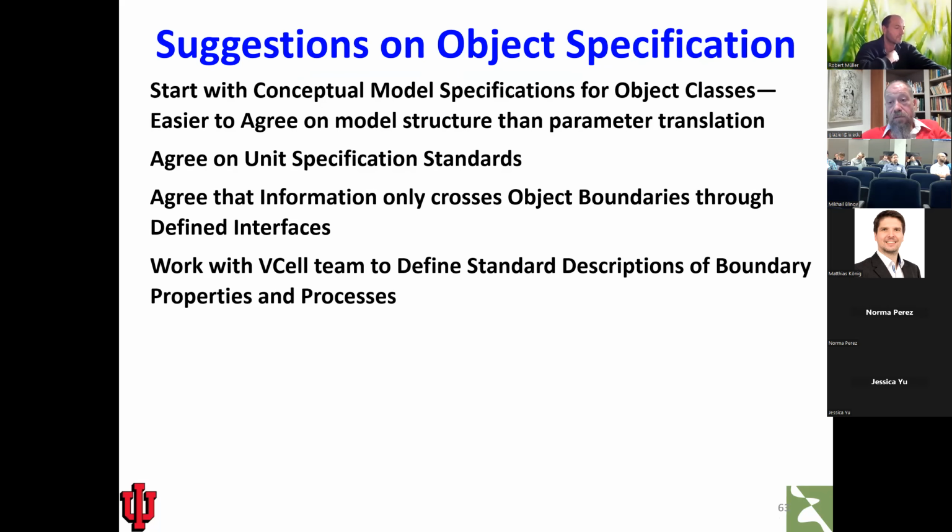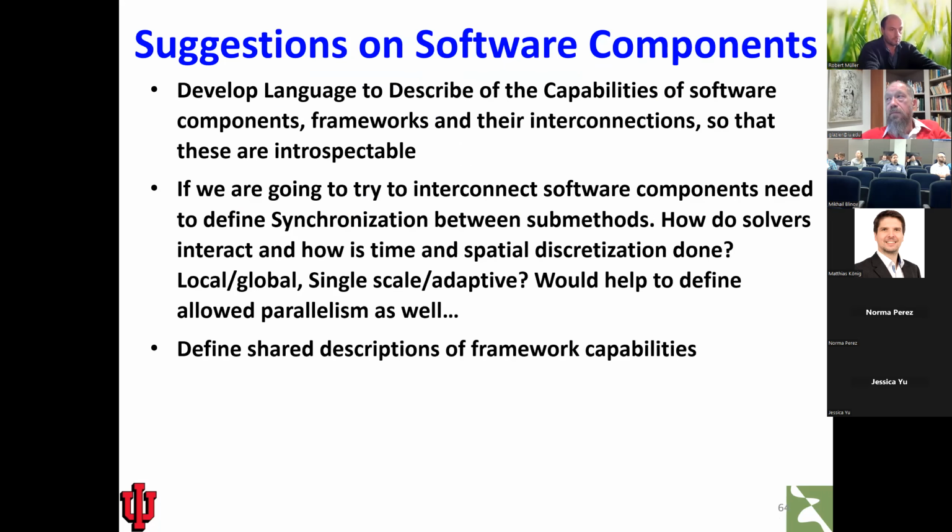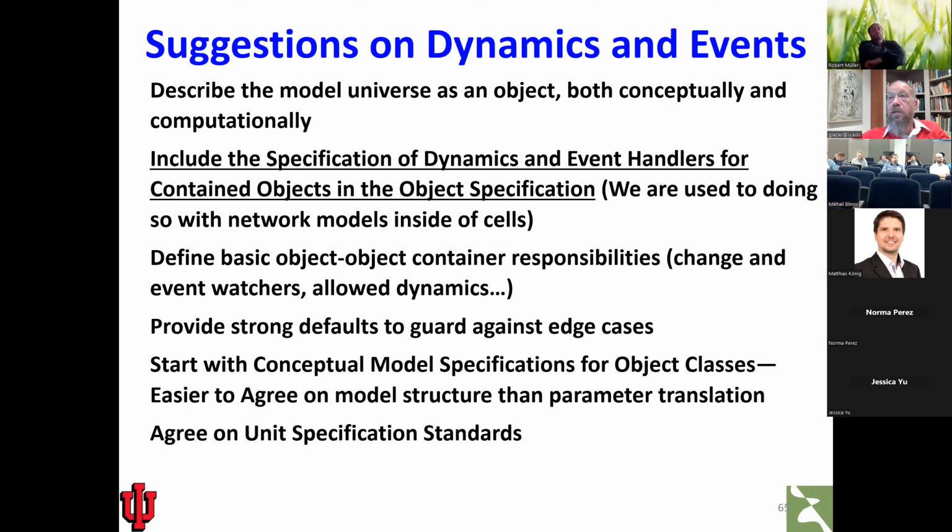I think that there are a lot of things we can do right away. Some of them are very simple, like have unit specifications. Agree that information only crosses between object boundaries through defined interfaces. It would be nice to be able to have languages that describe the capability of modeling software components and frameworks to make them introspectable. There are a bunch of issues about how you implement software components and make them connect that I think are pretty subtle and difficult.